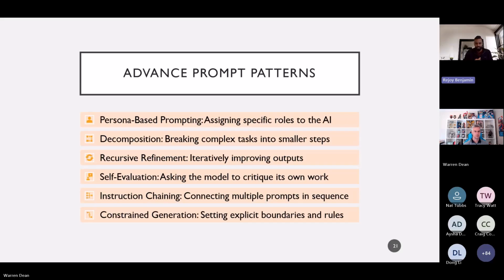And then you have instruction chaining, so connecting multiple prompts in sequence. You can have multiple prompts that are added to this as well. And then you've got constraint generation, so setting explicit boundaries and rules, what it should do and what it shouldn't do. Like, for instance, sometimes when you're training, and we'll look at this in the AI agent space.